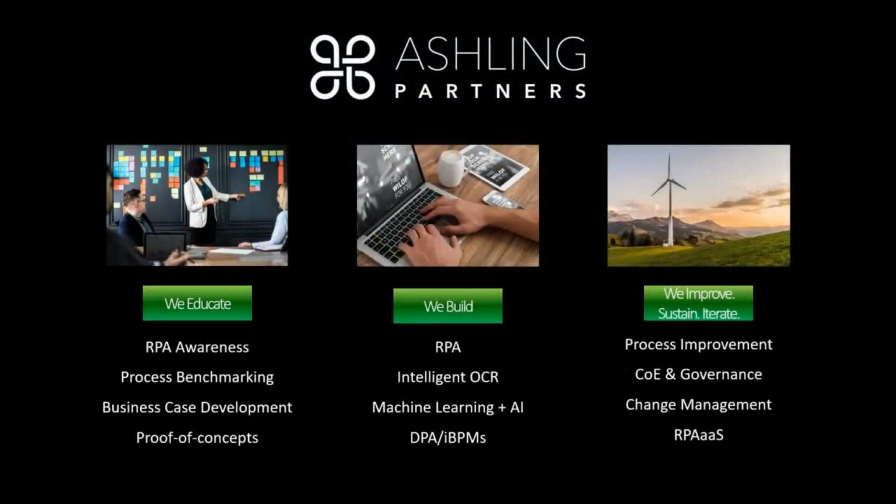So a little bit quickly by way of introduction in terms of who we are. Ashling Partners is a consulting organization that partners with other organizations to help guide them through their intelligent automation journeys. And so some of the key areas of focus for us are around education, building solutions, and sustainability. And so when we talk about education, we really like to make that a focus, and we encourage our clients to focus on it as well.